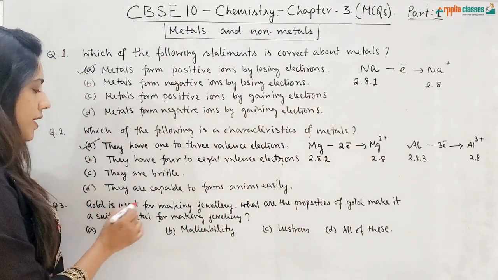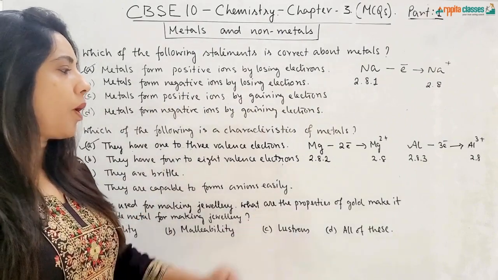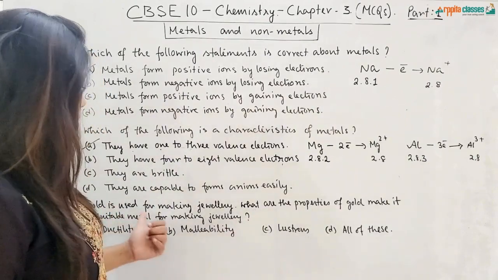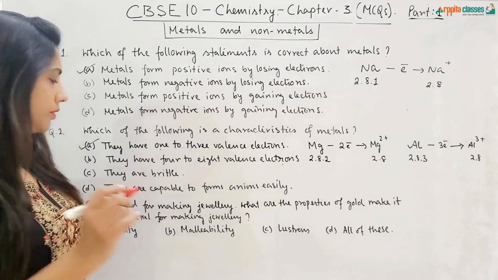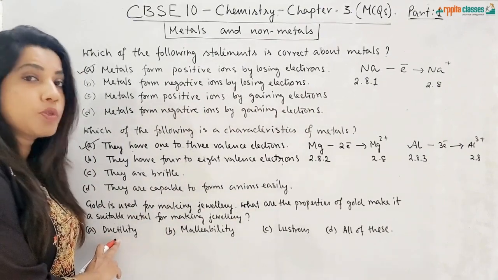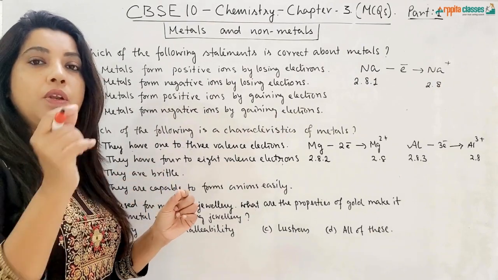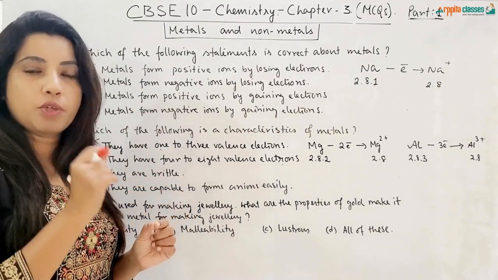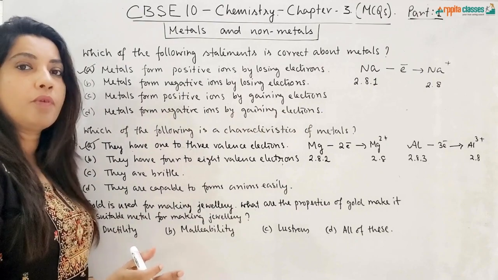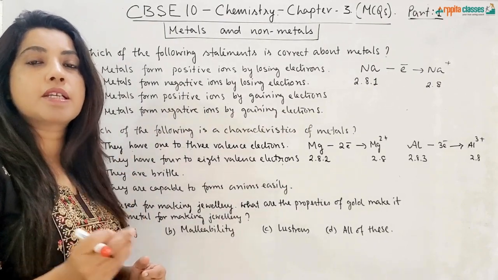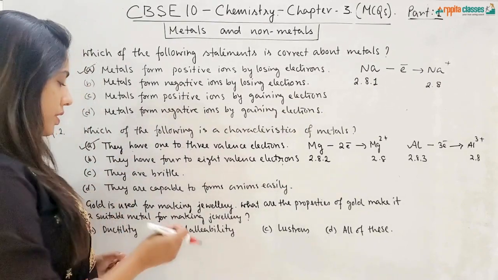Next question is, gold is used for making jewelry. What properties of gold make it a suitable metal for making jewelry? First is ductility. Absolutely correct, because in jewelry we have to make thin wire. We have to convert the metals into thin wire, and ductility is that property where we can draw the metals into thin wire.